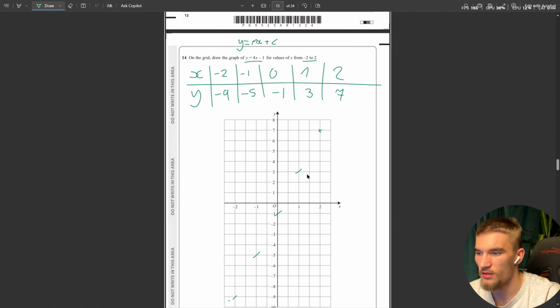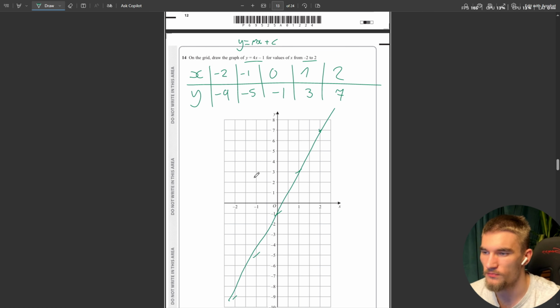There we go. And then we just connect it with a straight line. And that's your line. Y equals 4x minus 1 would look like that on a graph.